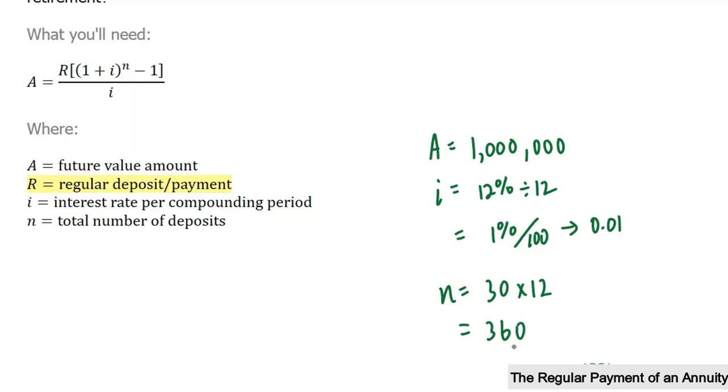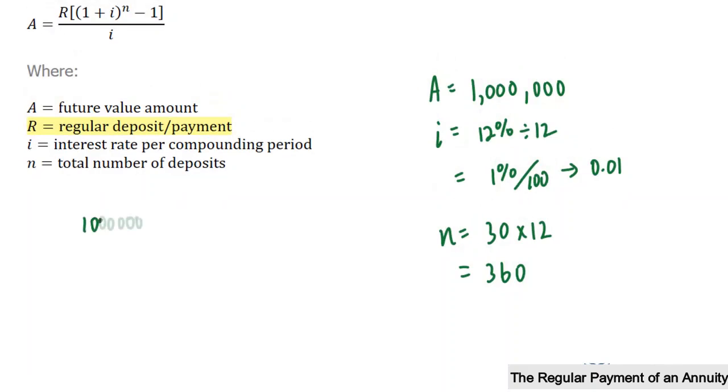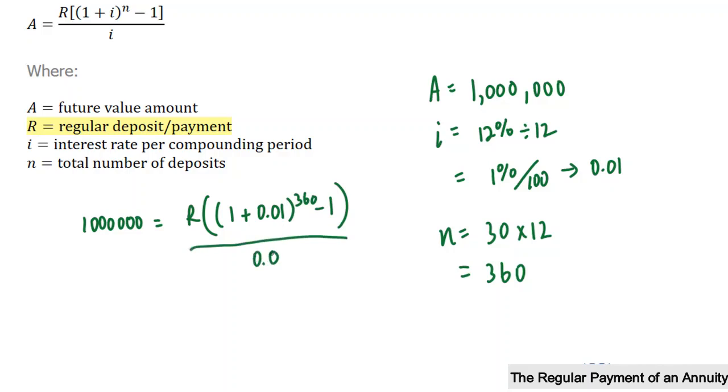Now all we have to do is substitute all of these values into this formula right here. So let's go ahead and do that. 1 million is equal to the R value that we're looking for times 1 plus 0.01 to the power of 360 minus 1, over 0.01. To solve for R, we have to get rid of the 0.01 that is located in the denominator position. So I'm going to multiply both sides by 0.01, and that will eliminate that.